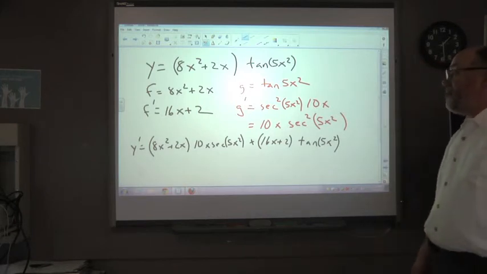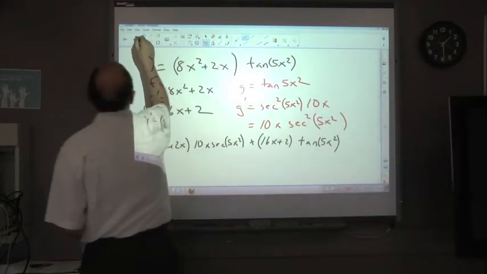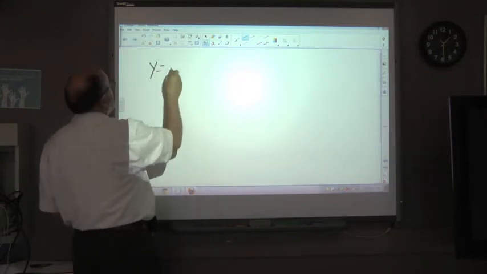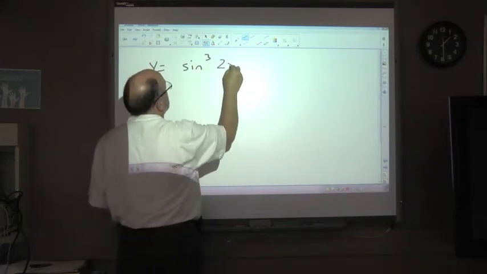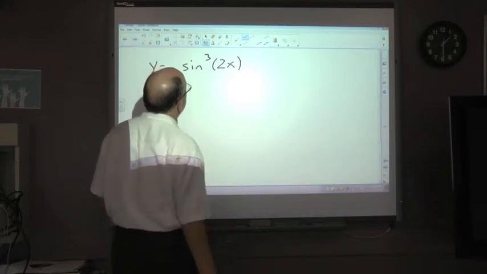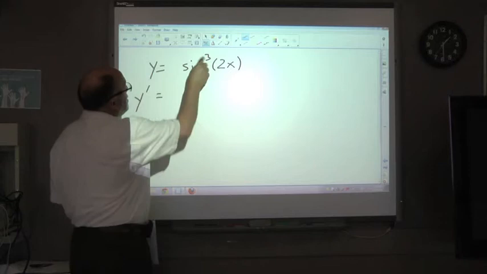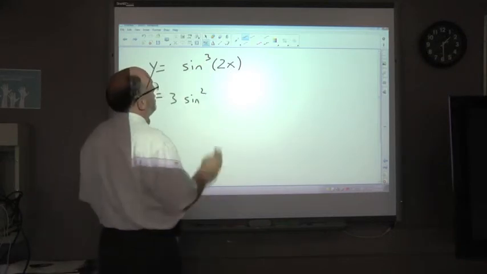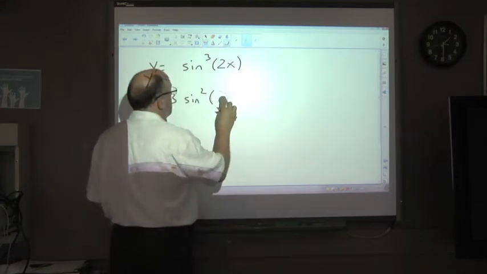So all the same rules apply that we had before in terms of product rule, quotient rule, and even the power rule. So let's look at something like that. Let's say y equals sine cubed of 2x. Right? And I want my derivative. Well, we said the 3 comes out front. Drop the exponent by 1. The angle stays the way it was. Right?